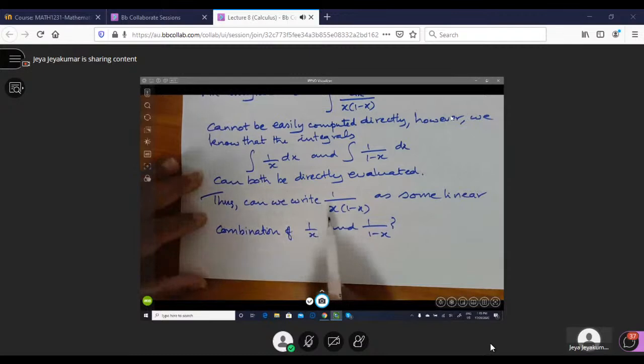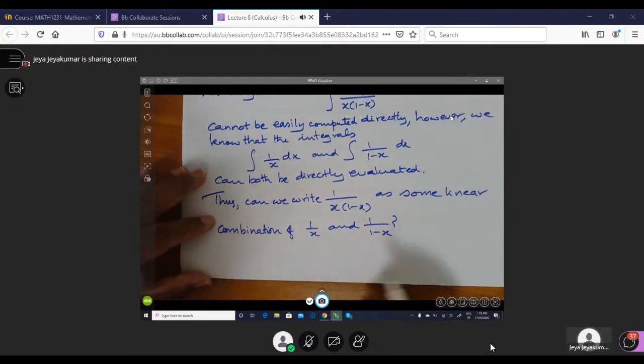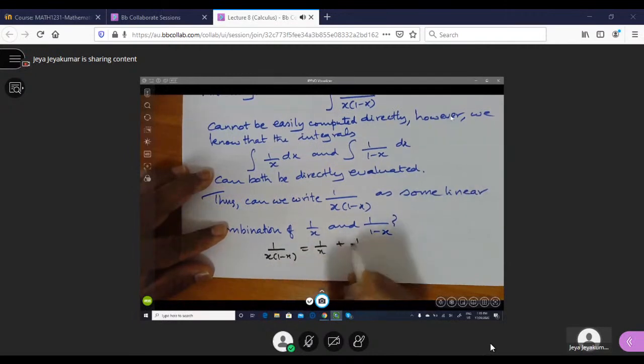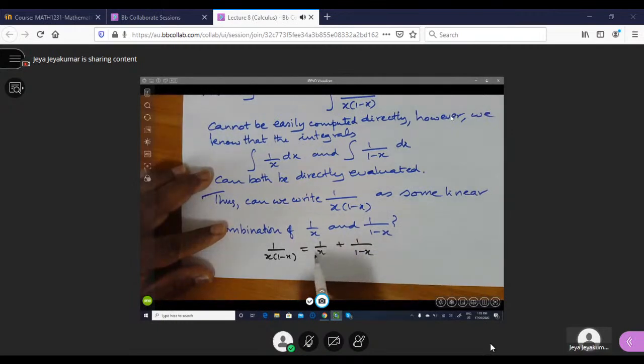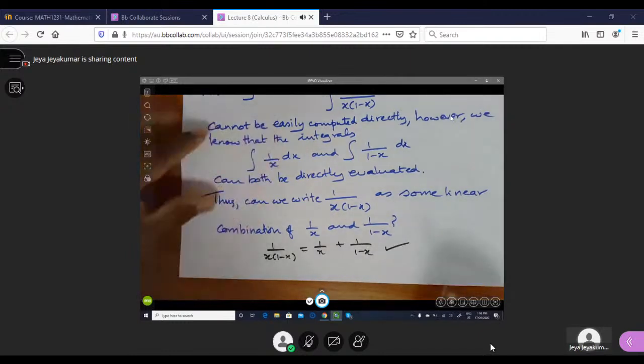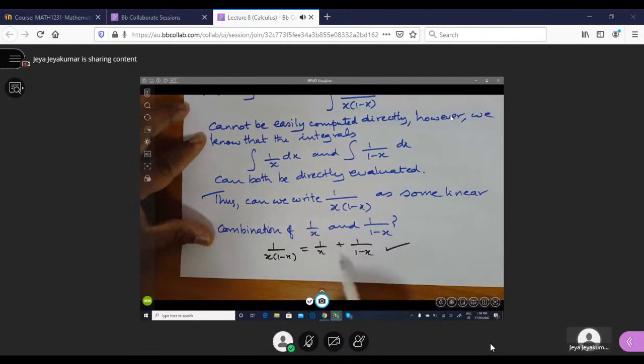Can we? Yes, you're right, side. So you can write simply, for example, 1 over x times 1 minus x can be written as actually 1 on x plus 1 over 1 minus x. Right? You check that here, 1 minus x plus x, so it's 1 over 1 minus x. So we can write this rational function as a sum of simple proper rational functions here. But these two terms can easily be integrated. So this is the idea.